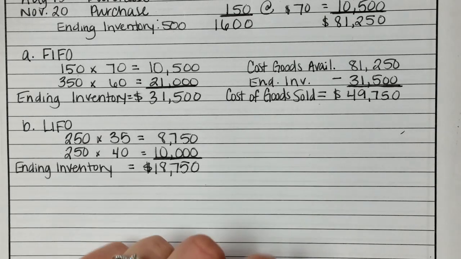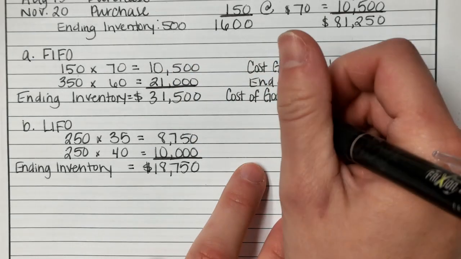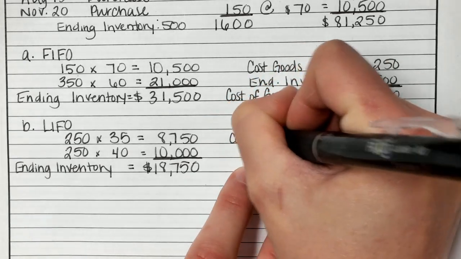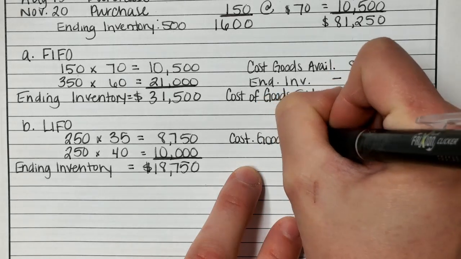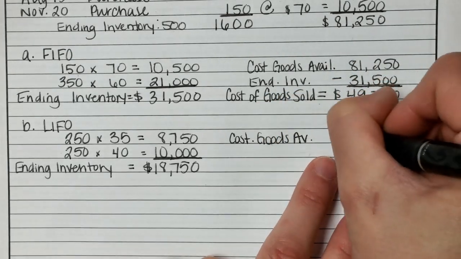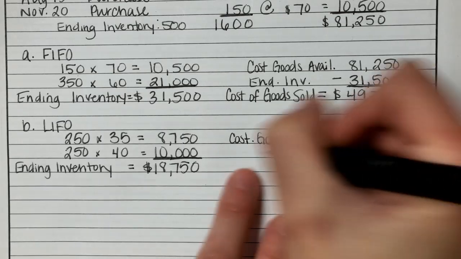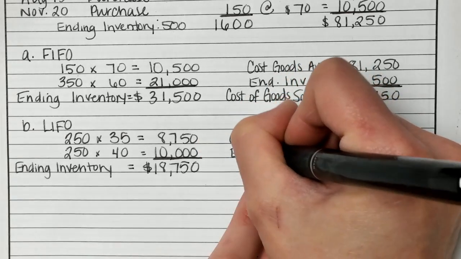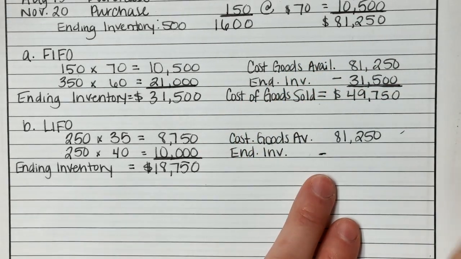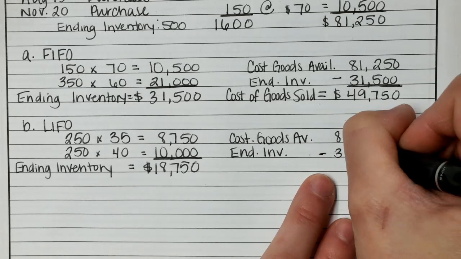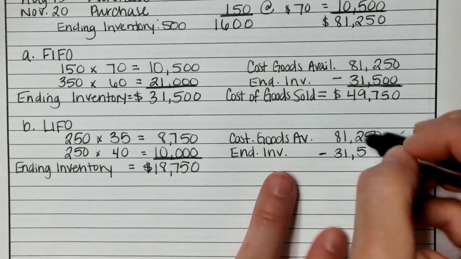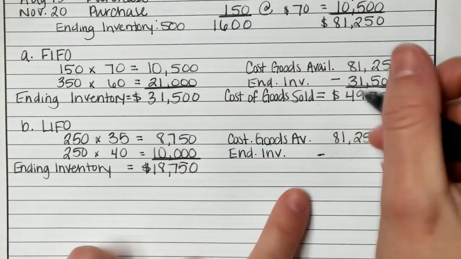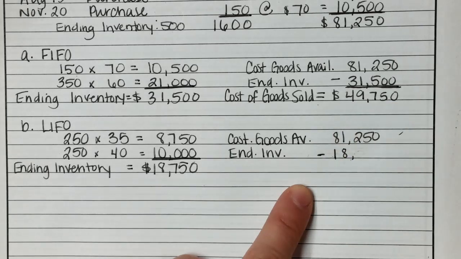The next part is to calculate our cost of goods sold. So we take cost of goods available, which is $81,250, minus our ending inventory, whoops, I'm just writing the wrong number here. $18,000.